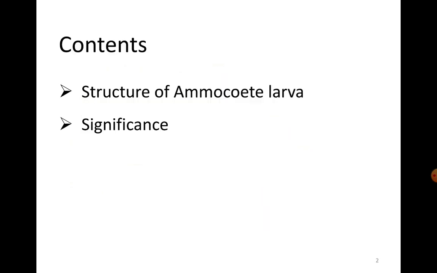Now with this introduction, let us focus on the structure of Ammocoete larva, how it looks or what its features are, followed by how it metamorphoses into an adult, the process of metamorphosis, and what is the significance of this Ammocoete larva.